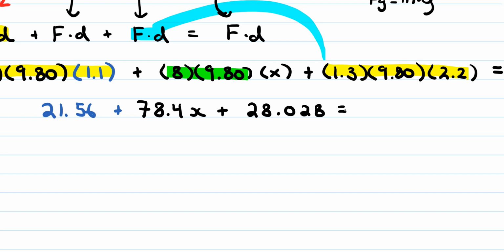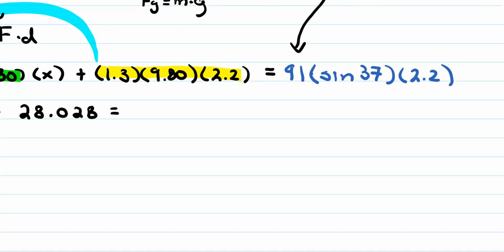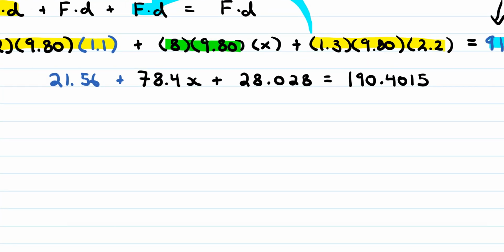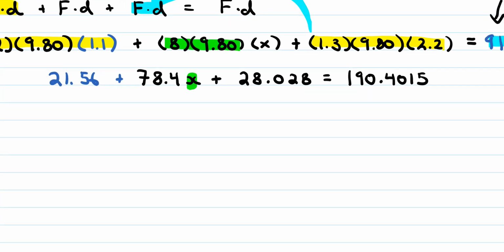And then on the right hand side, if I multiply all of this together, we should get roughly 190.4015. Okay, and now we have a linear equation here, and your goal is to find this value of x there. So that value of x is going to be 1.7960 meters, and if you want to round that to 2 sig figs, 1.80 meters is totally fine.